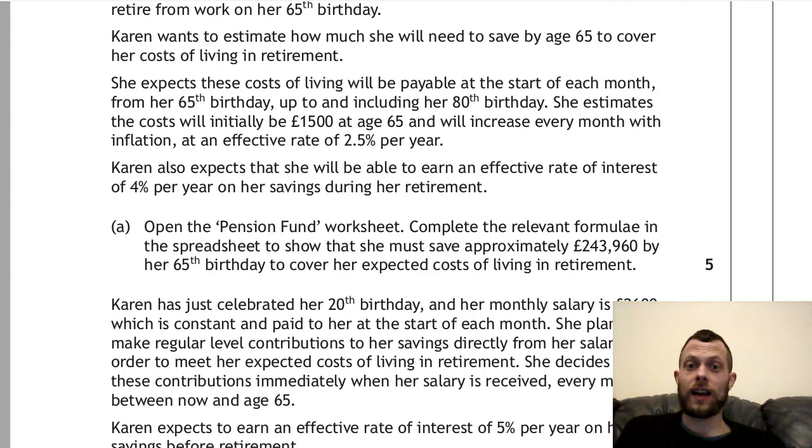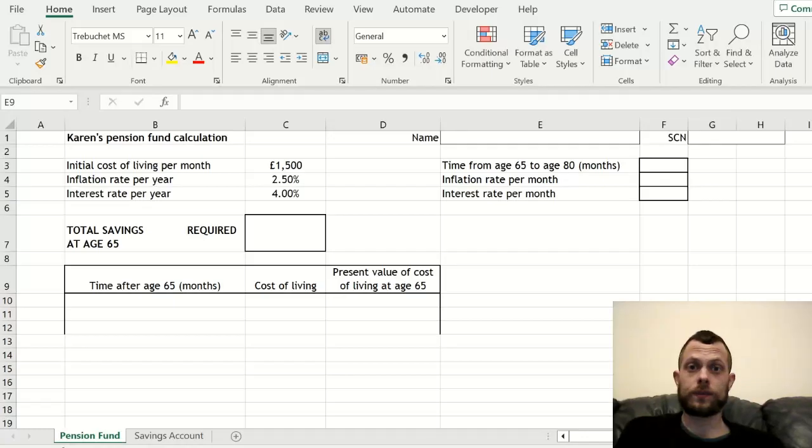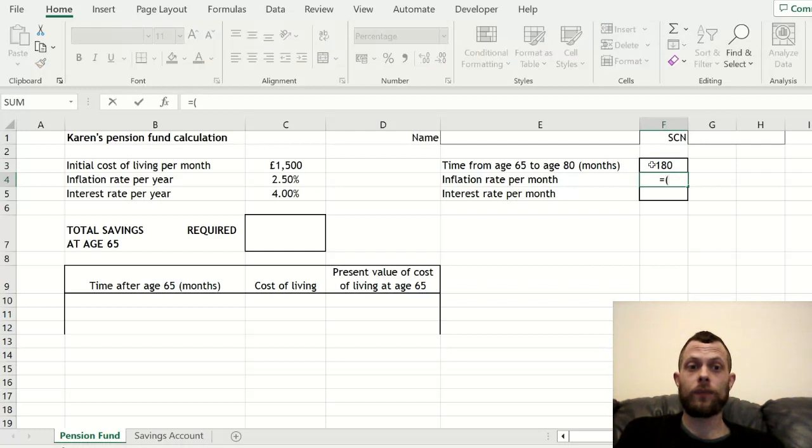And fortunately they're telling us that we should get £243,960. So let's see if we can do this on the spreadsheet. So we can start by filling in some information. The time from age 65 to age 80, well, that's 15 years, so 15 times 12 is 180. We're given the inflation rate per year, which we changed to an inflation rate per month, and we've seen similar formulae earlier in this question paper, and a similar formula for the interest rate.